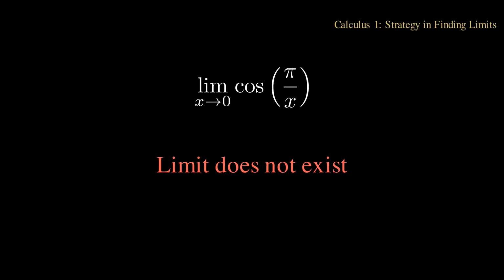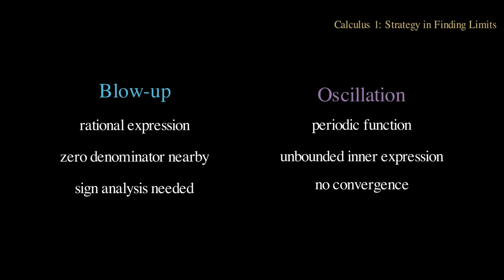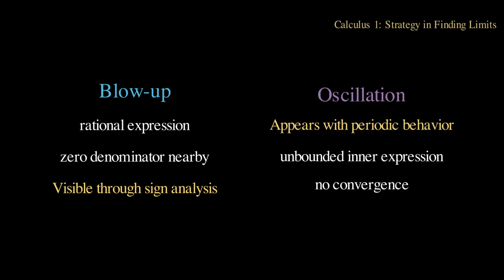These two failure modes have very different signatures. Blow-up is visible through sign analysis of a rational expression near a zero denominator. Oscillation appears with trigonometric or periodic functions composed with expressions that grow without bound near the target point. Learn to recognize both patterns before performing any computation.